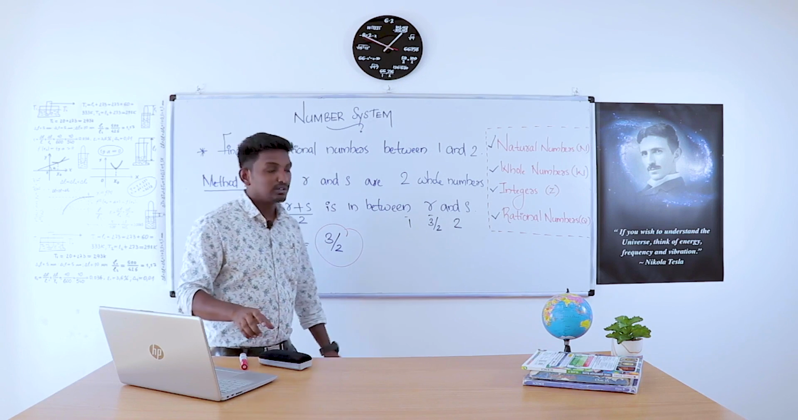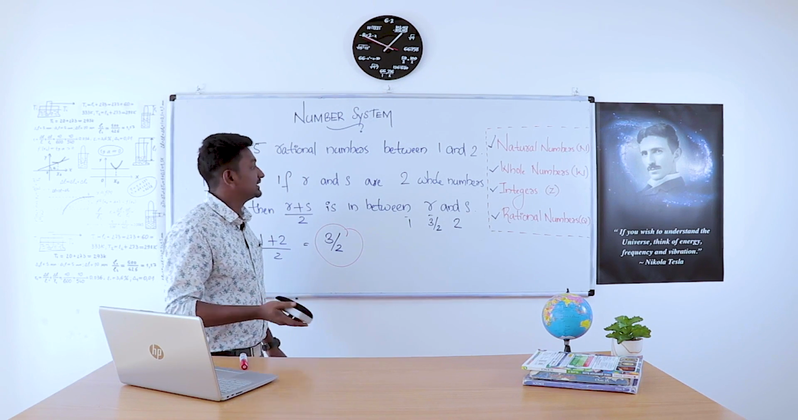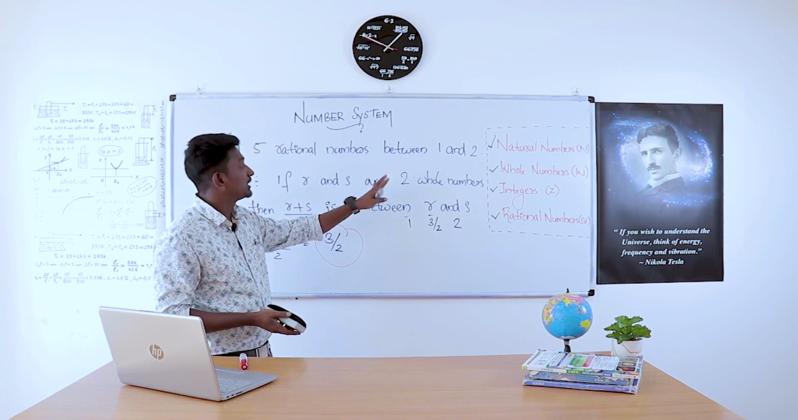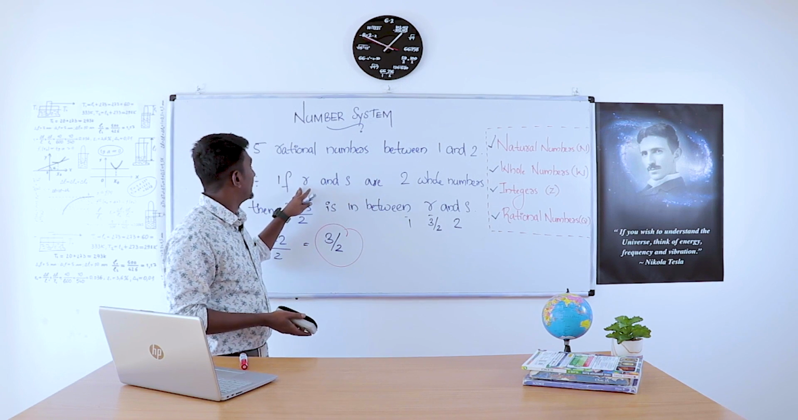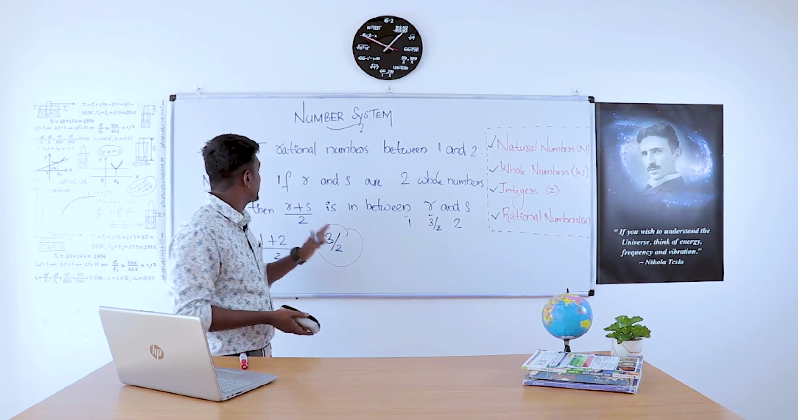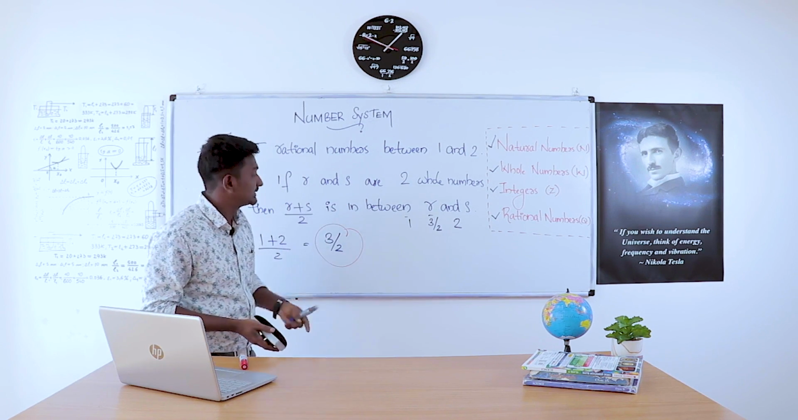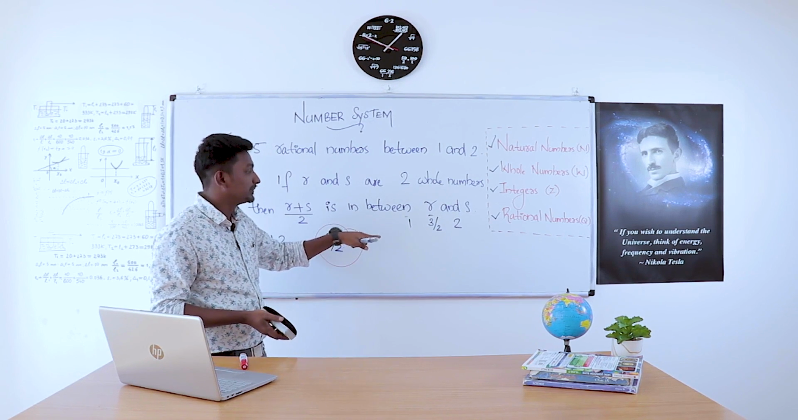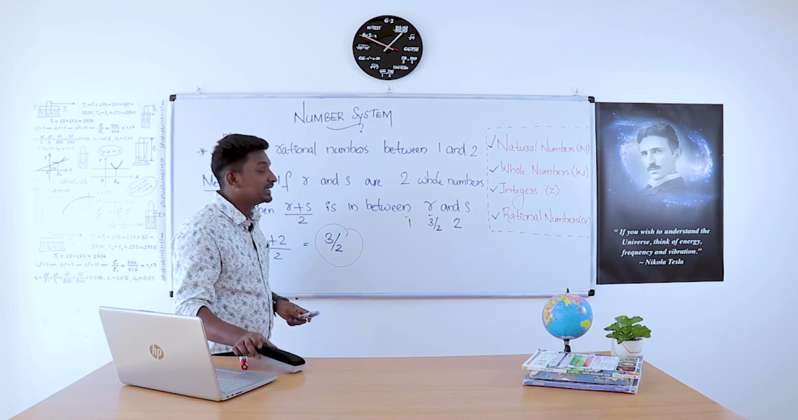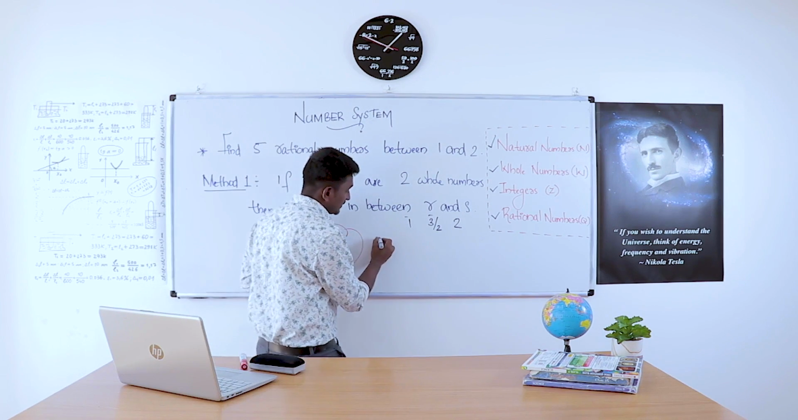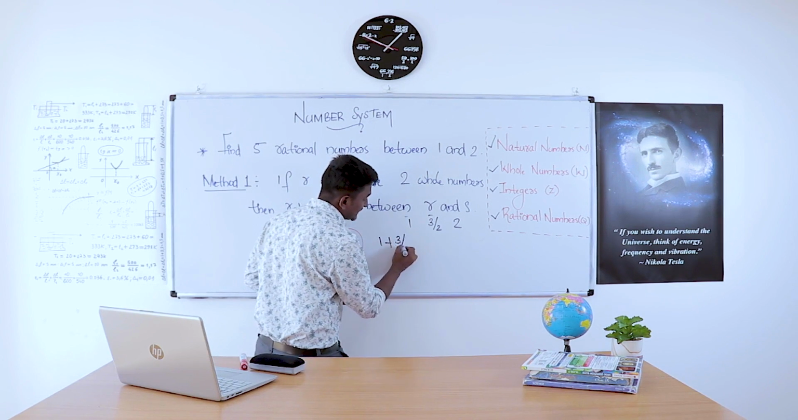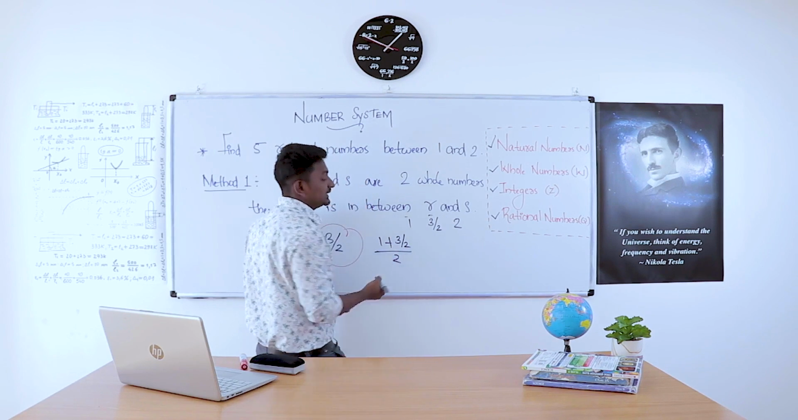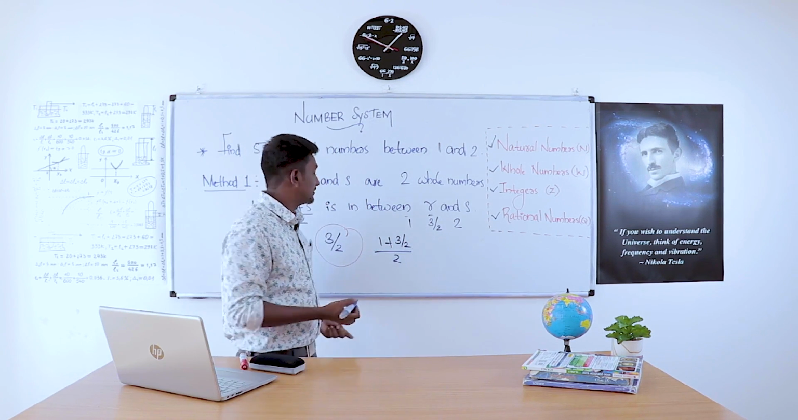Now, 3/2 is not a whole number. Just consider this as numbers. 1 and 2 are whole numbers. That's why I write: if R and S are two whole numbers, then (R + S)/2 is in between R and S. Here, we are considering 1 and 3/2 again. 3/2 is not a whole number. Then (1 + 3/2)/2 is in between 1 and 3/2.